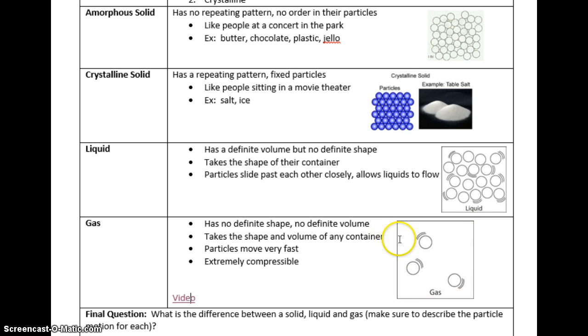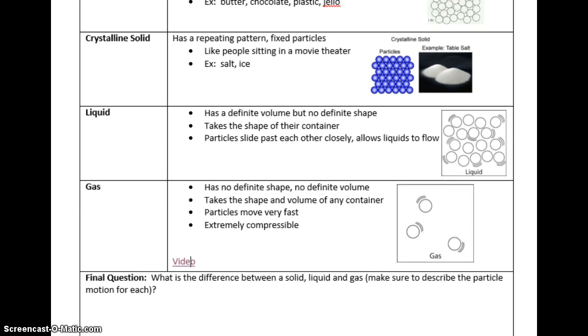You'll want to draw these pictures here. A gas, its particles are really spread out, and they move very fast. Gases can be compressed, which is why when you blow up a balloon, you can squeeze that balloon, you can compress the gas pretty good. And this is why, because of all the space between the particles.